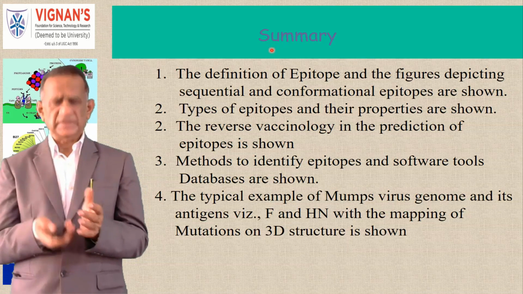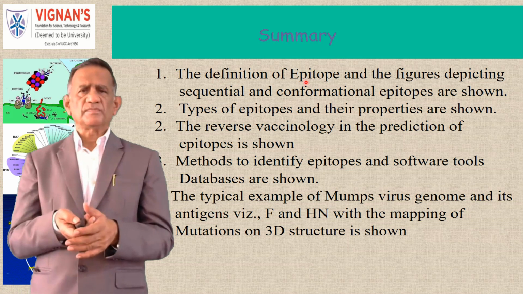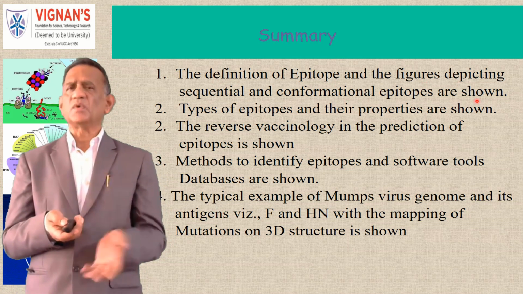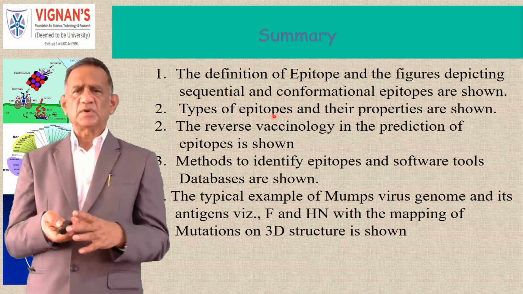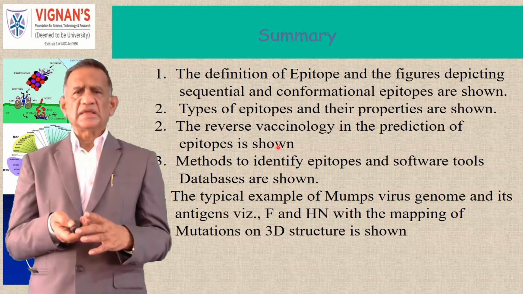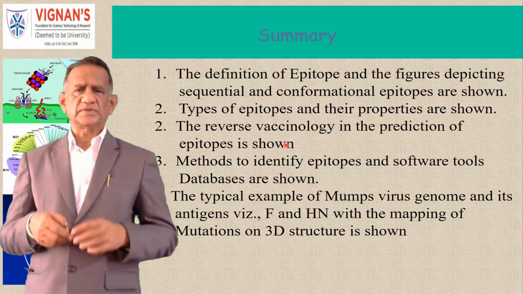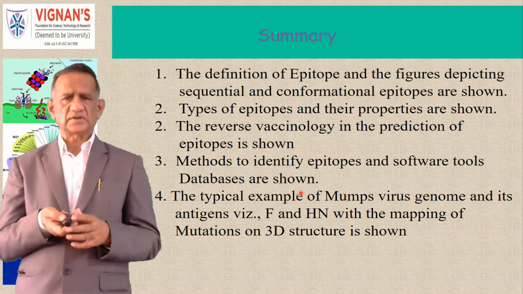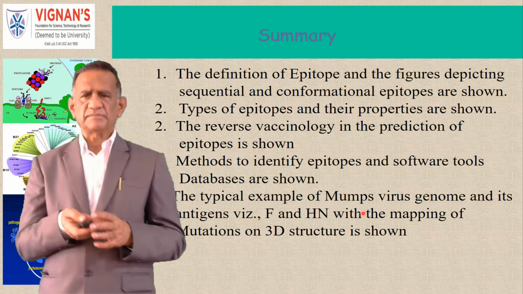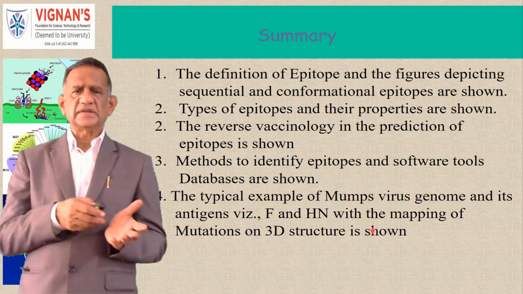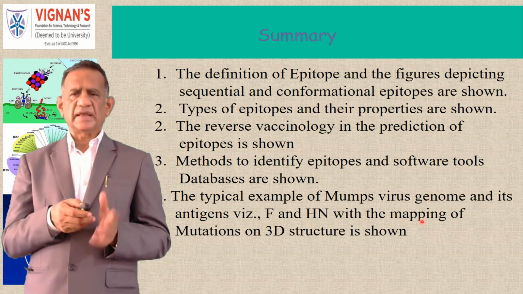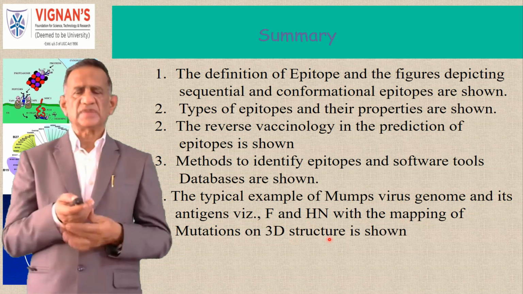Okay. So with this, the definition of epitope, and figures depicting the sequential and conformational epitopes are shown in summary. Types of epitopes and their properties are shown. The reverse vaccinology in the prediction of epitopes is shown. Methods to identify epitopes and software tool databases are shown. The typical example of mumps virus genome and its antigens, namely fusion protein and hemagglutinin neuraminidase, with the mapping of mutations on the 3D structure is shown.